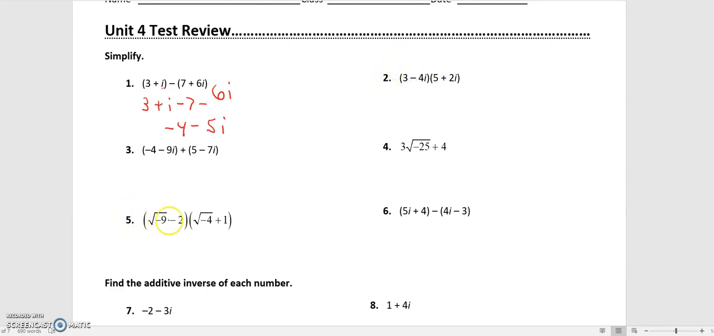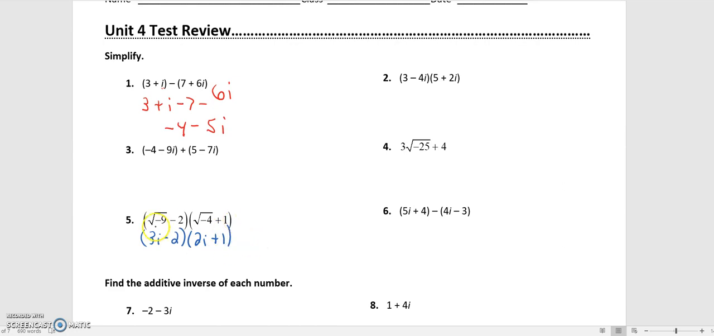Make sure that you are, in fact, going ahead and simplifying first. I just think if you try to FOIL right into this, it gets a little confusing. So if you do the square root of negative 9, that's going to be 3i minus 2. And then over here, this is going to become 2i plus 1.